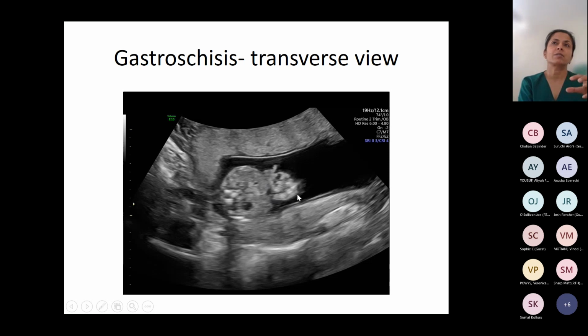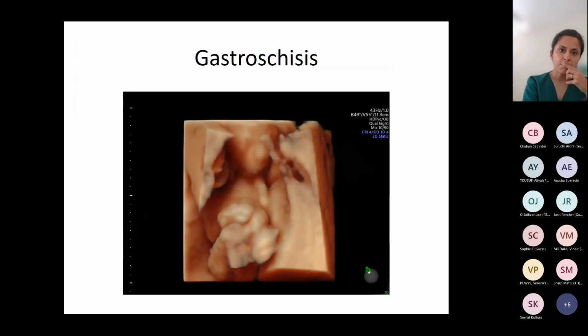And that can sometimes be a space occupying lesion, if you know what I mean. So that can sometimes require delivery by cesarean, if it is large, that is. Otherwise, even that can be delivered vaginally.